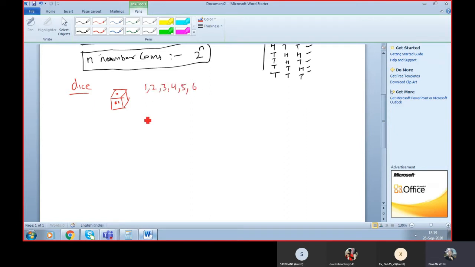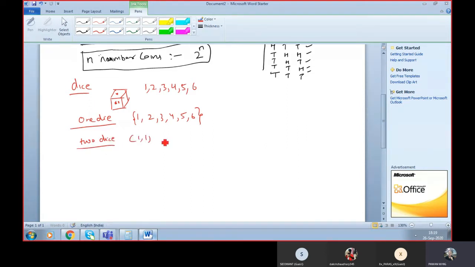Now for a dice, if we throw one die, then what are the possible outcomes? Definitely, it is either one, or two, or three, or four, or five, or six, because we throw only a single die. Whenever we throw two dice, what are the possible outcomes?